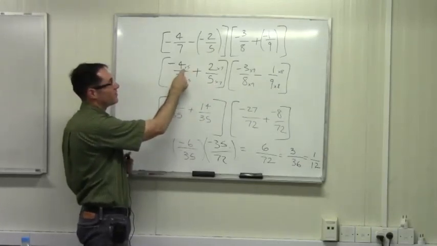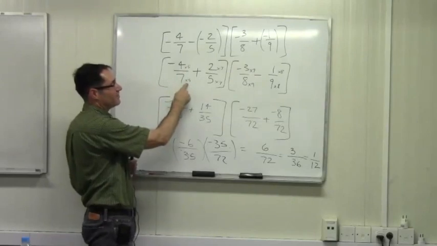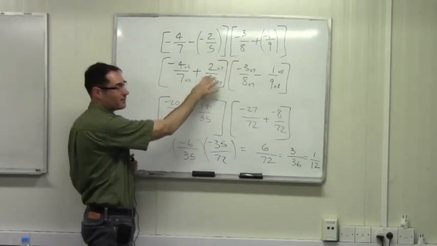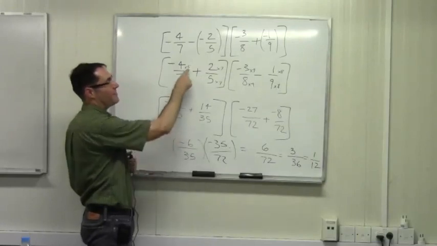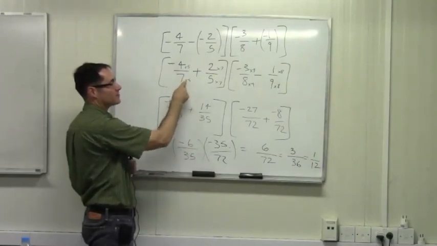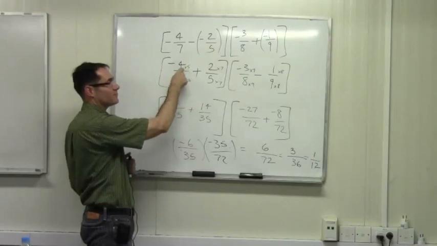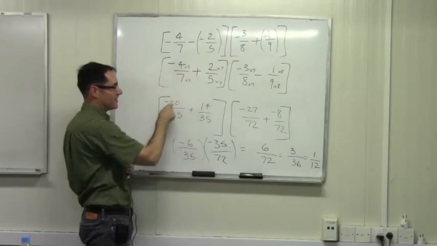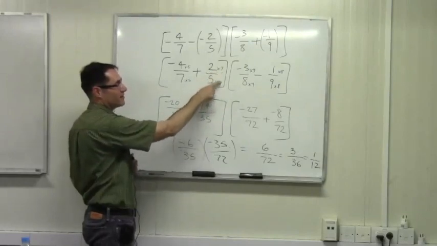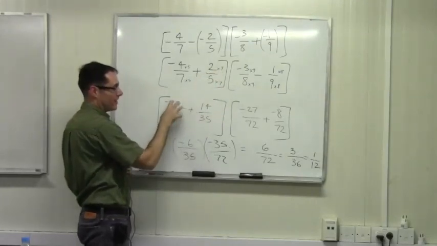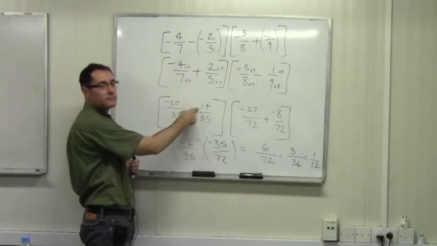I said 7 times 5 will be equal to 5 times 7 on the bottom, so the denominators will be the same, the 35. And then I said I have to do the same thing on the top here. So this one times 5, and this one times 5. So negative 4 times 5 is negative 20. And here, 2 times 7, because it was 7 down here, is 14. And that's where I got negative 20 plus 14.